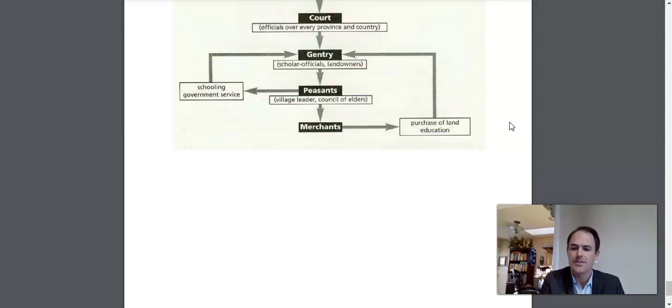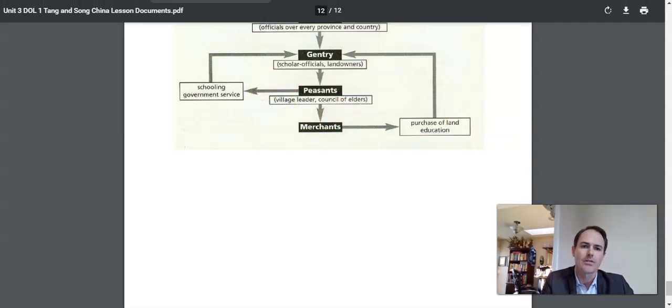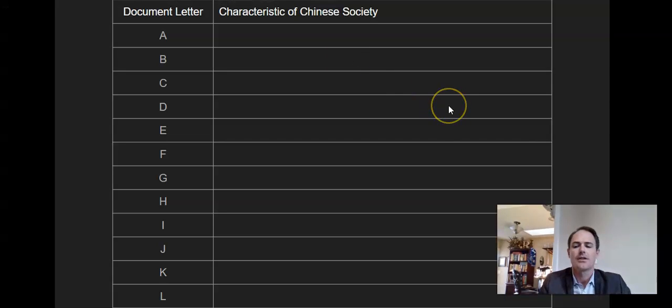All right, so these are the documents you are going to analyze and use to meet our objective of describing the political, economic, and cultural developments of Tang and Song China. So just make a very simple 2-column chart like this. Pause the video, make it now.